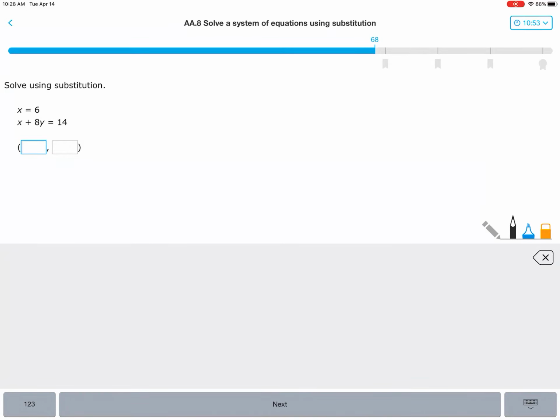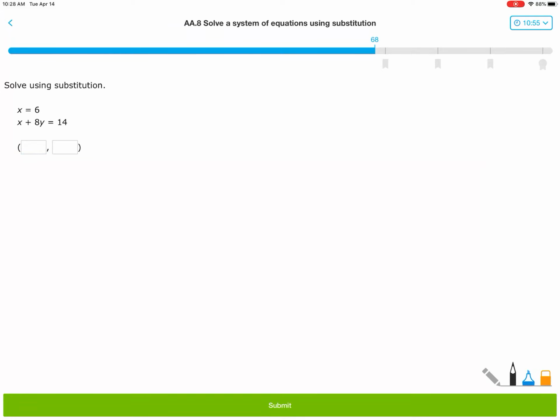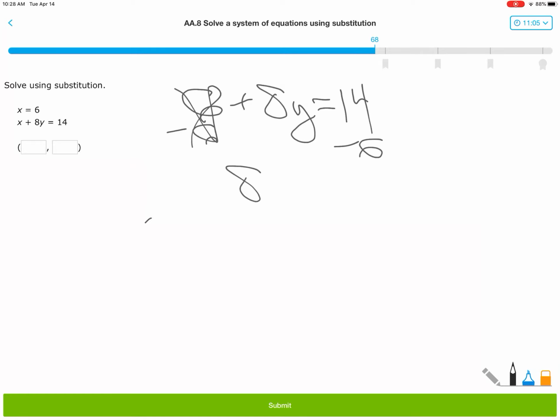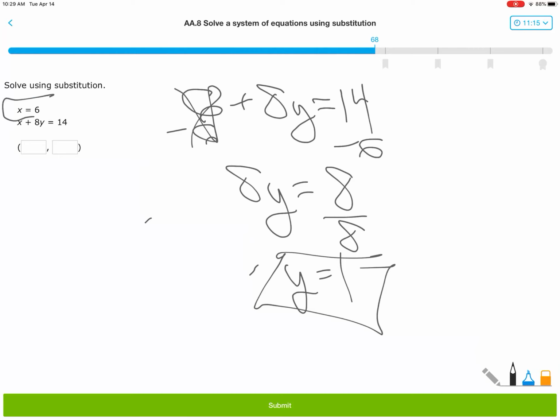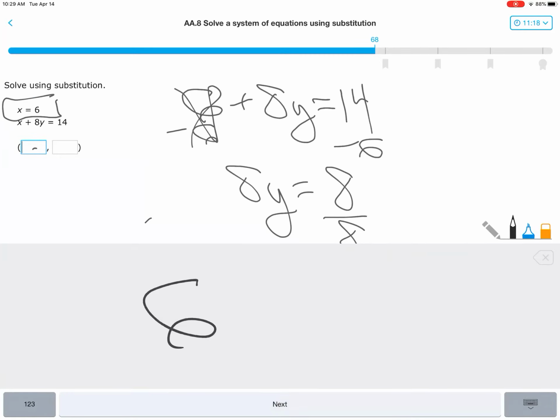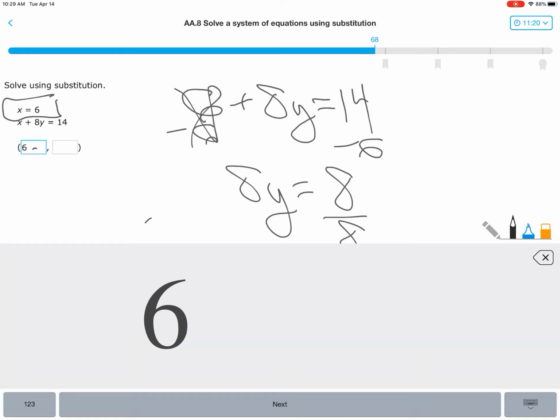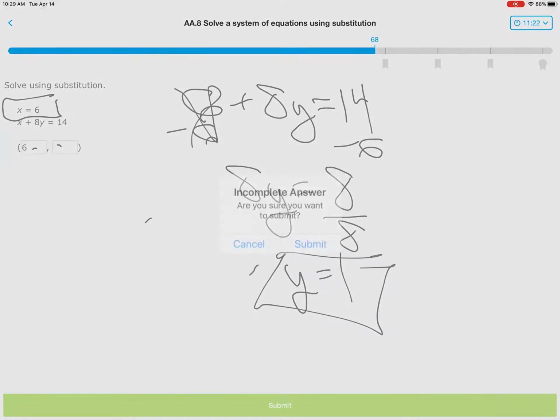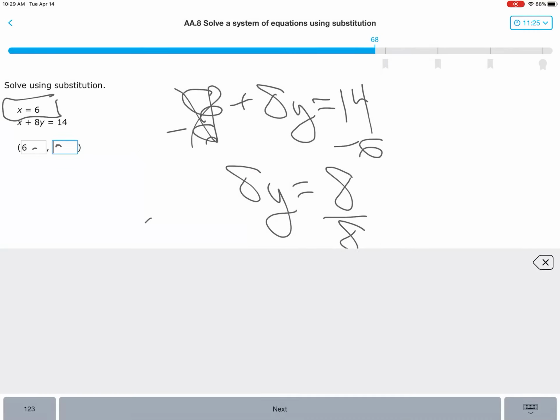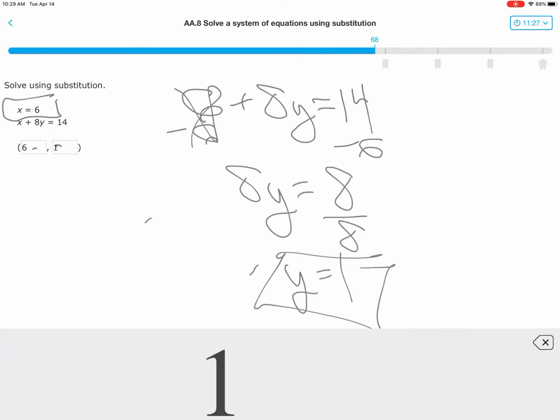I'm just going to do this quickly and see if I get to one more that I wanted you to help with here. 6 goes in for the x, plus 8y equals 14, minus 6, minus 6. Well, this one's going to work out nice. Two answers, y and x. 6 and, oh, shoot. Cancel. I gotta put a 1 there. 6, 1.